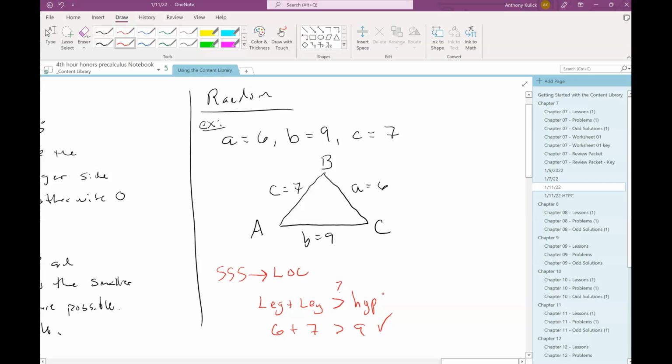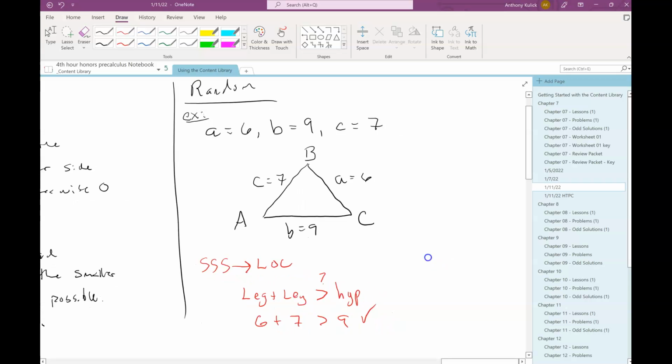So that's certainly true, right? 6 plus 7 is greater than 9. Great. So now we need to start solving. Since I know all three sides, realistically I could solve all three angles, correct? What one should I start with, though? The largest angle, which is across from the biggest side. So I want to start by finding angle B in this case.